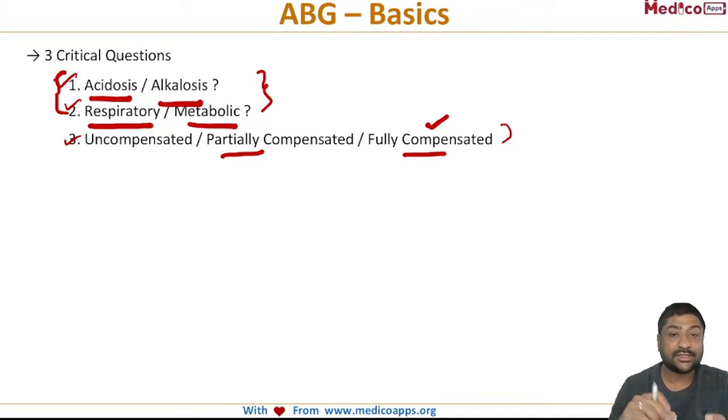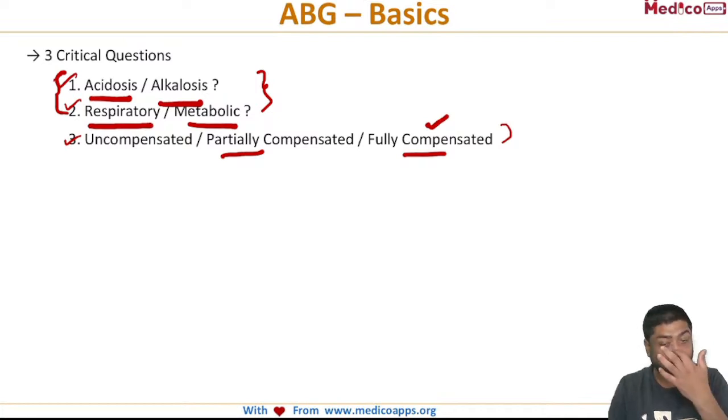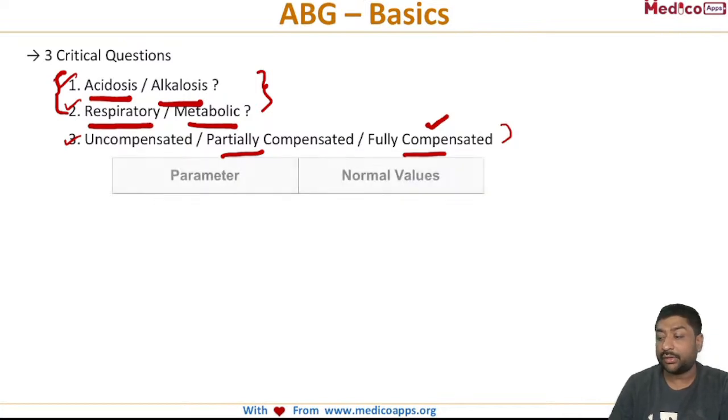So whenever we are looking at an ABG, these are the three critical questions we have to answer. Number one, is it an acidosis or alkalosis? Number two, is it a respiratory or a metabolic primary cause? And third, is it uncompensated, partially compensated, or fully compensated? Now, before we analyze any ABG, we have to remember normal values, because in the examination the normal values are generally not given. So let's look at some of the normal values which you have to remember.